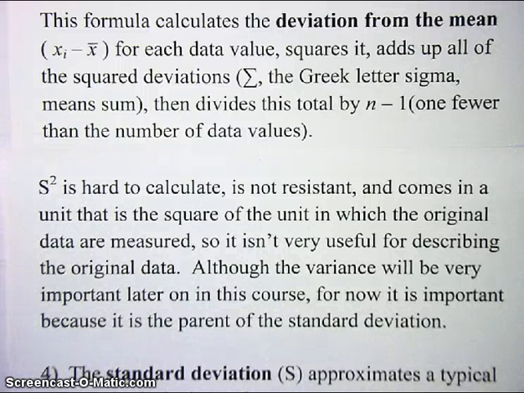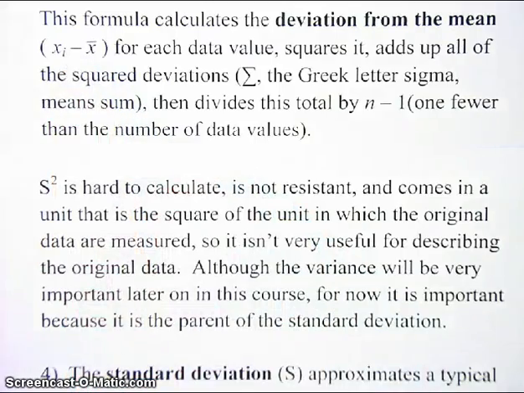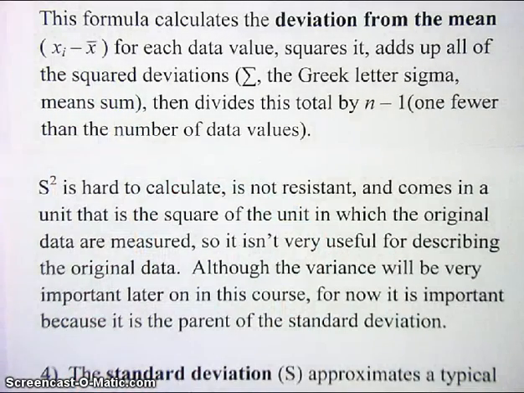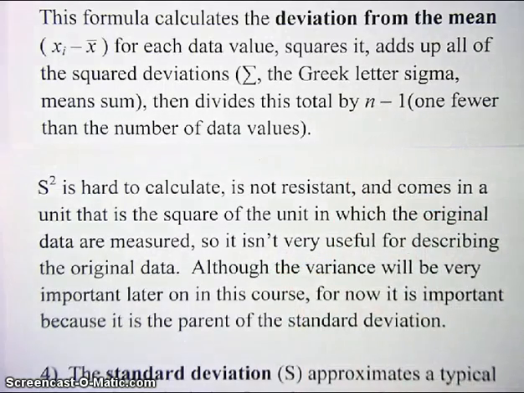And the really weird thing about it is that it comes in a unit that's the square of the unit in which the original data are measured. If you measure your data in feet, for instance, these deviations are going to be in feet. When you square them, you're going to get square feet. You're going to add up a whole bunch of square feet. You're going to divide by this number. Your answer is still going to come out in square feet. So that's a little bit strange.